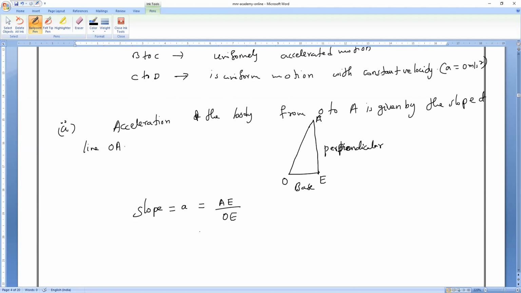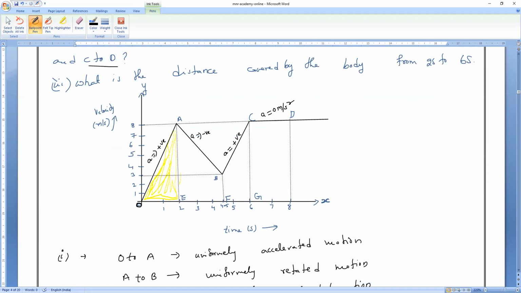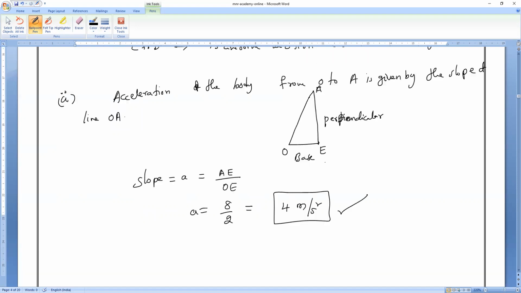Then AE means what? A E is equal to how much? Check it. AE is equal to 8, and OE is equal to 2. So acceleration A is equal to 8 by 2, which is equal to 4 meter per second square. That's all. Clear? Everybody, any doubt? Anybody can ask me.